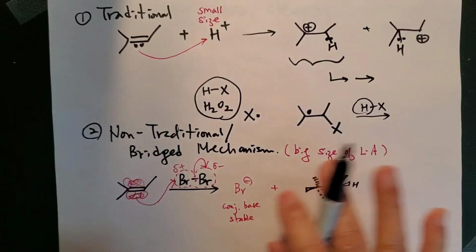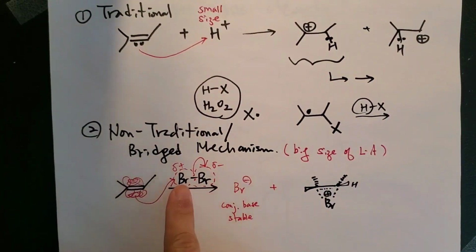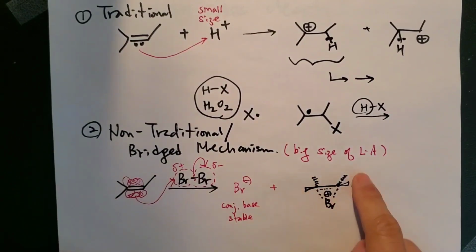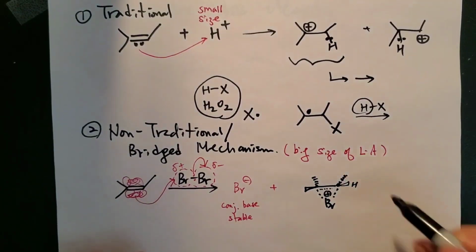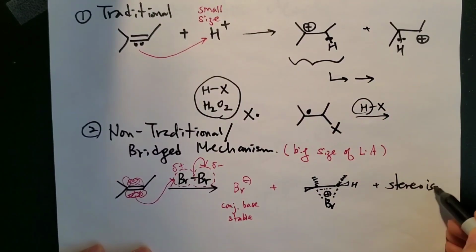And then the stereochemistry changes this way. And also it's true that the bromine can come from the top and push all the groups down and create another isomer, a stereoisomer. That's possible.